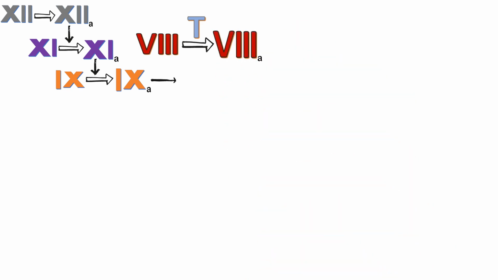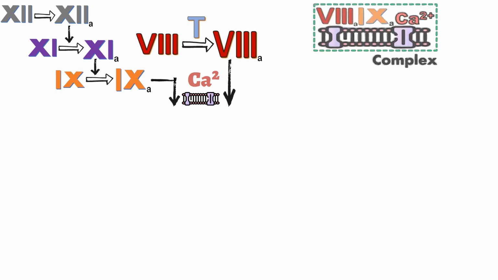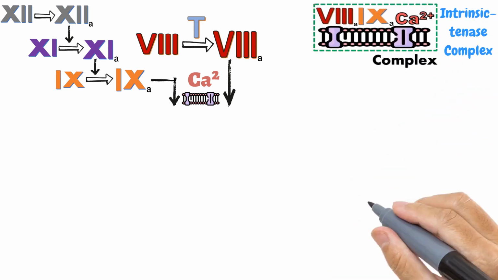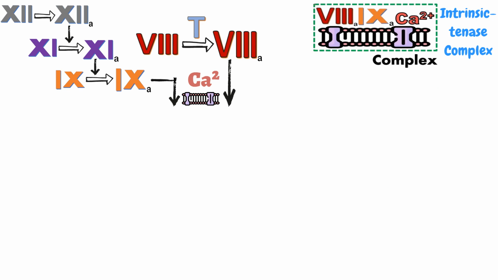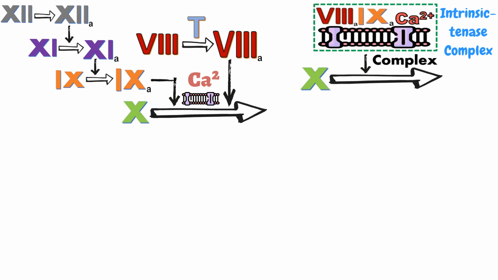So activated Factor IX combines with activated Factor VIII in the presence of calcium and the phospholipid surface of the platelets to form the intrinsic Tenase complex. Now this intrinsic Tenase complex converts Factor X into activated Factor X.